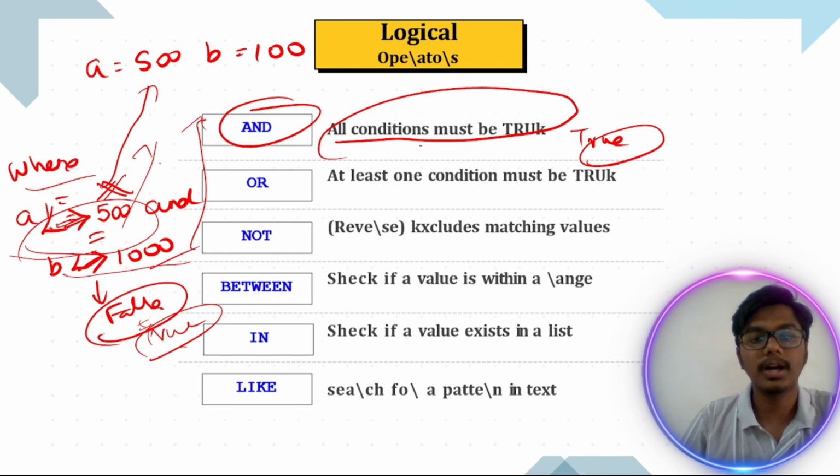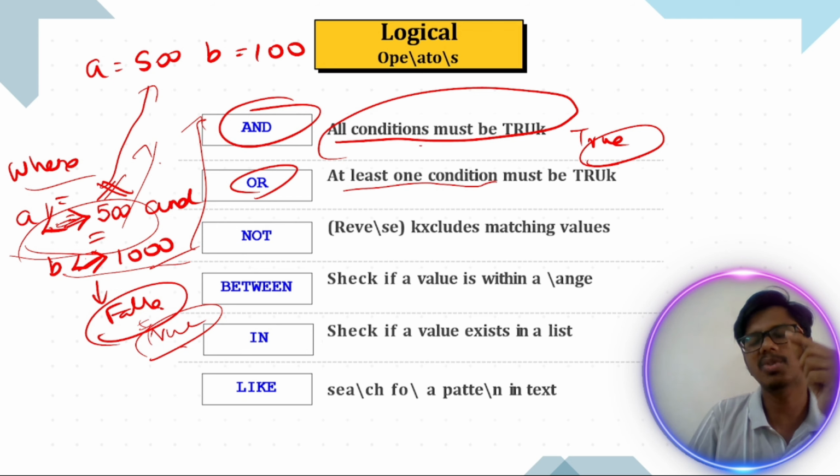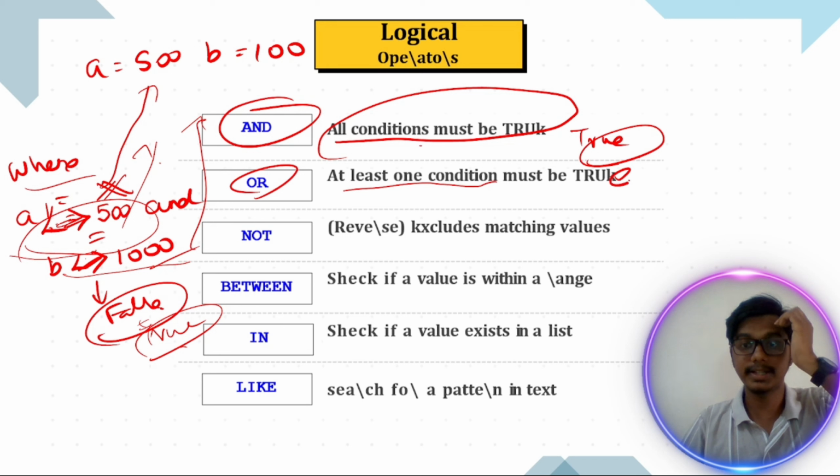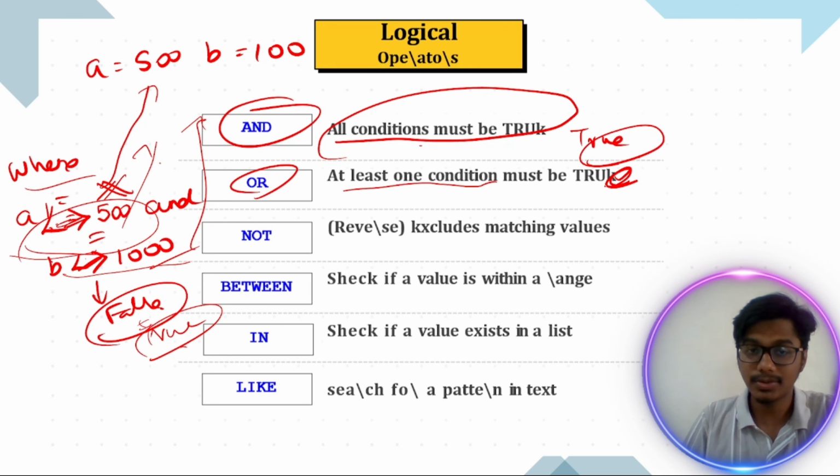Let me get into the OR operator. The OR operator is nothing but: at least one condition should be true. So at least I just want one condition to be true. Later we have to discuss this operator. Now let me discuss the OR operator here.